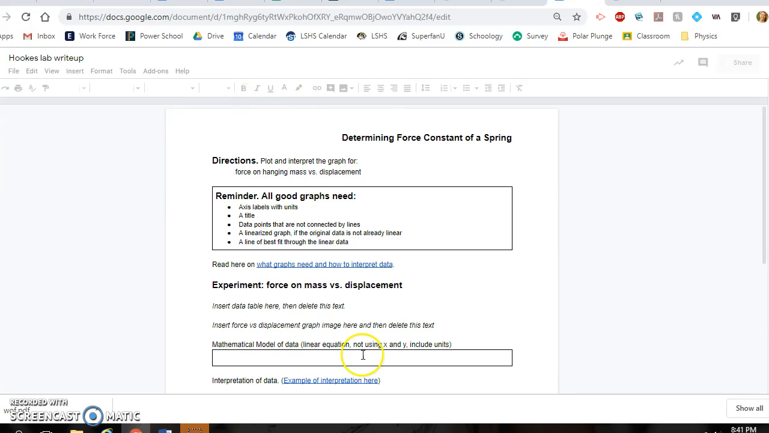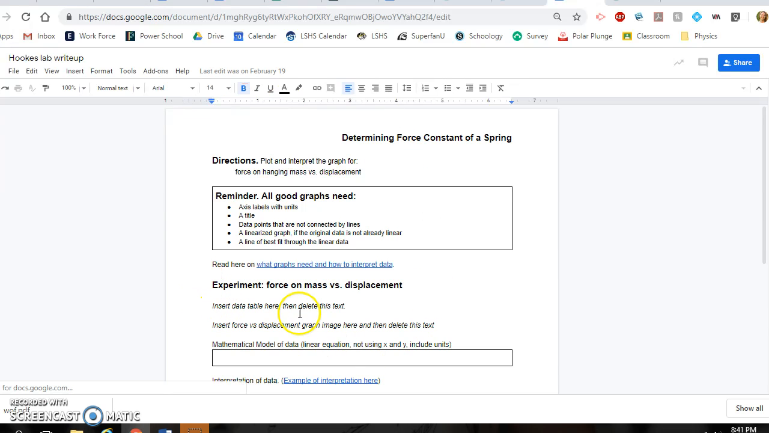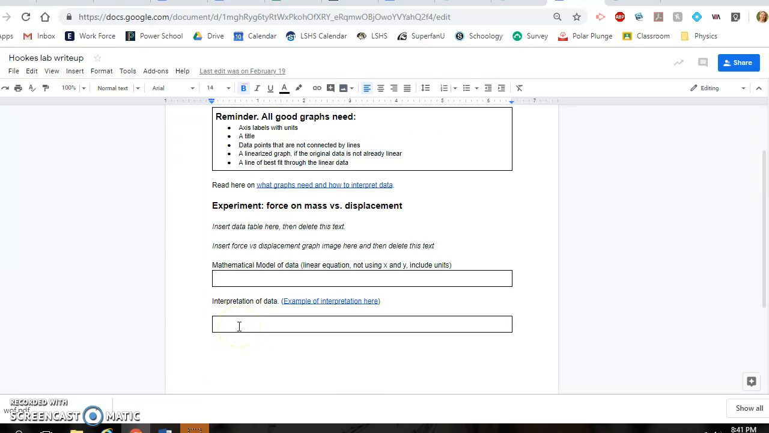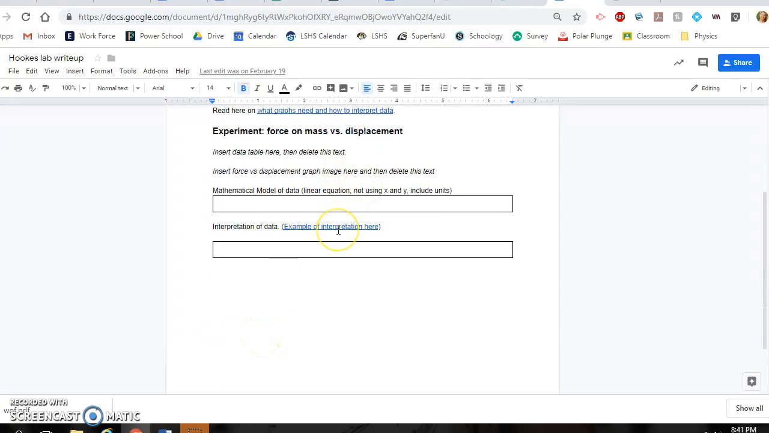So this is all just data. There's a point for them to enter their data table from the data they've collected. They put in a graph here, and then they write the mathematical model, and they should all know what this is. This is basically an equation for a line. If it's not straight, they have to linearize it. And then an interpretation, and I give an example of an interpretation here.